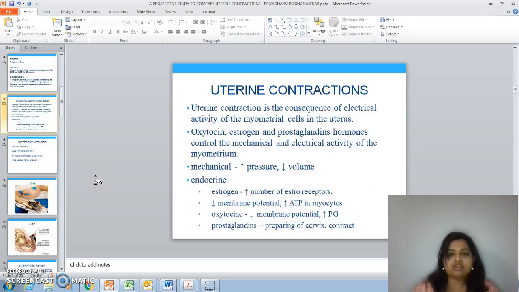So what are uterine contractions? A uterine contraction is the consequence of electrical activity of the myometrial cells in the uterus. Oxytocin and estrogen hormones control the mechanical and electrical activity of the myometrium. Mechanically, when the pressure is more, the volume gets less. And in the endocrine aspect, when there is a greater number of estrogen receptors, the membrane potential decreases, and vice versa.